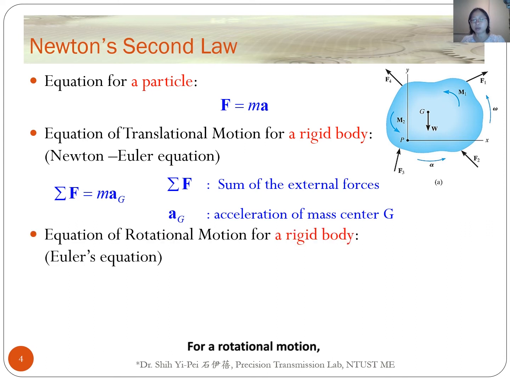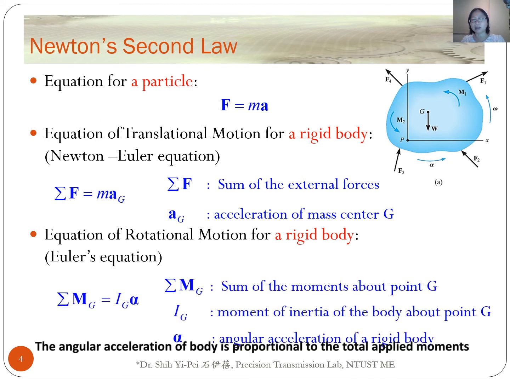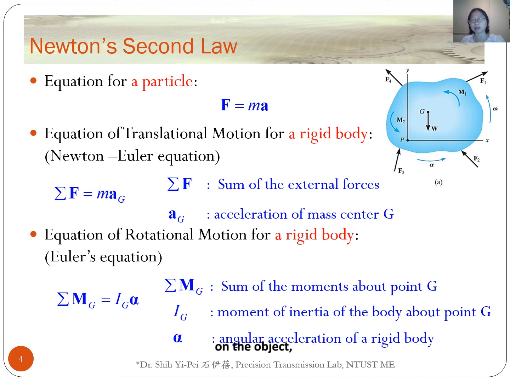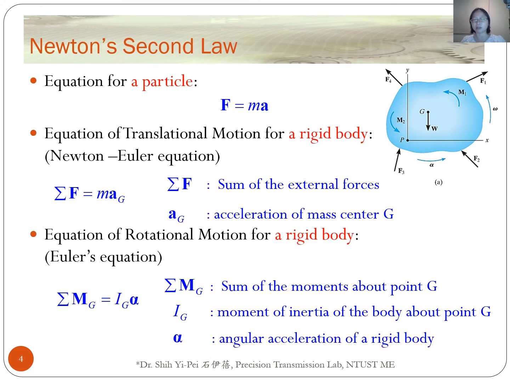For a rotational motion, a moment, or you can say a torque, causes an angular acceleration. The angular acceleration of the body is proportional to the total applied moments on the body, where Ig is the moment of inertia of the body about its mass center G. Later, we will use these two equations to handle the dynamic force analysis.